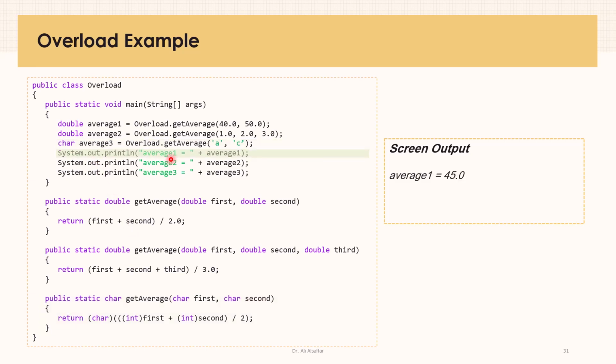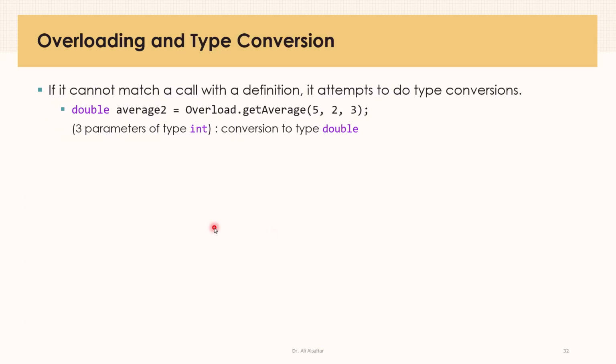So the output for the first average will be 45, the second average is 2, and the third average will be a letter, which is B. When there is an overloaded method, the compiler, as we mentioned, distinguishes between multiple definitions by their signatures, by the number of parameters and their data types. Now, if there is no exact match for the calling method, then as the next step, the compiler tries to do type conversion if conversion is possible.